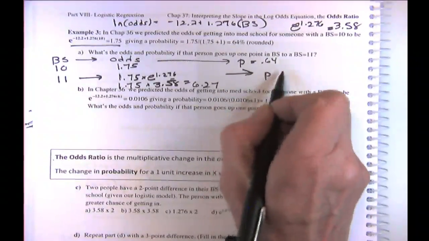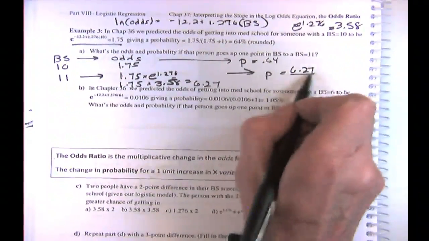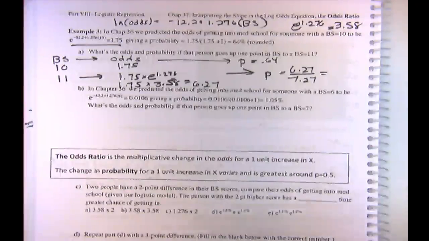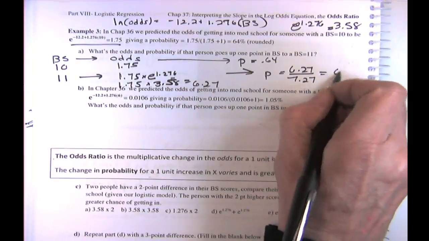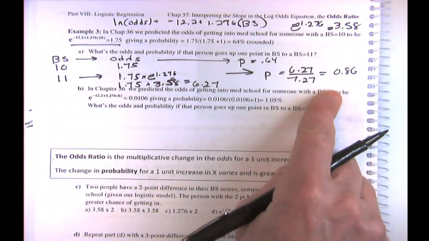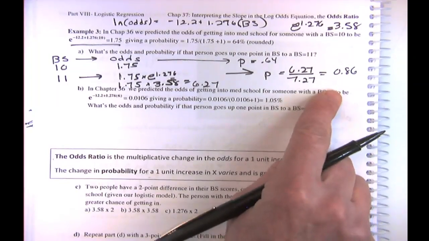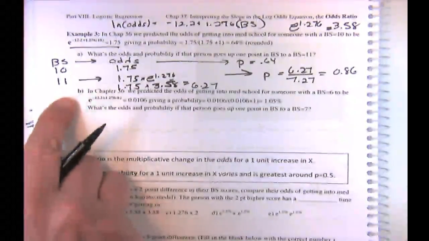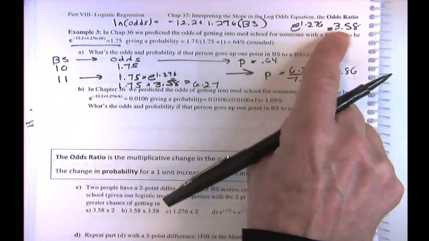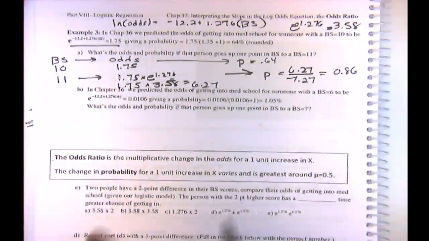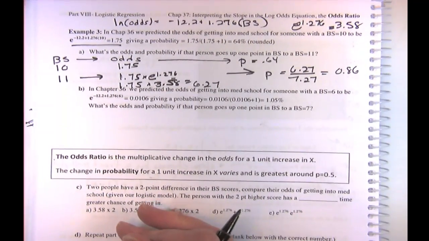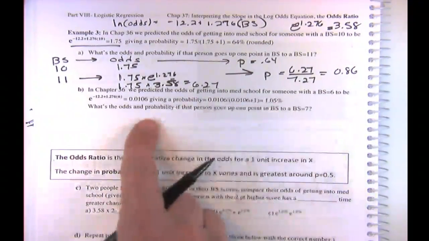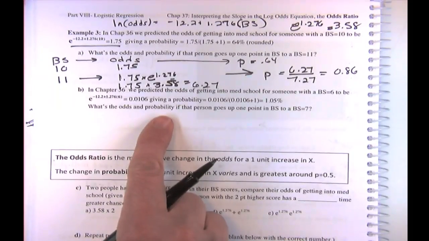So now what's p? Well, p is going to be 6.27 divided by what? 7.27, 1 plus 6.27. And that is 0.86, or 86%. All right? So all I want to show you is that this e to the slope, this factor of 3.58, is how much you would multiply the odds by as you go up 1 point.